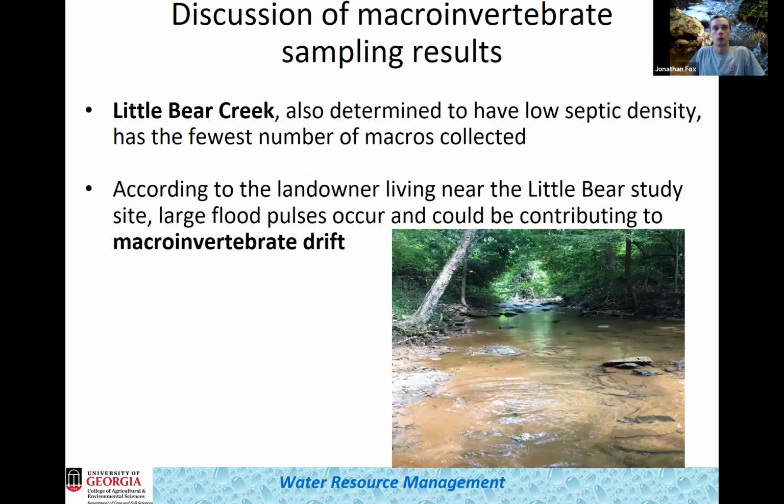Another interesting one was one of our other low septic tank density creeks, Little Bear. It had the fewest macros collected out of all the creeks, but when I talked to one of the landowners that lived there, he said that the floodwaters that come through are pretty large. So what I'm thinking is that these large flood pulses could be contributing to macroinvertebrate drift and really just washing the bugs downstream from where I couldn't get them. So it may not be as much a pollution issue, it's just they're not there because they drifted away.